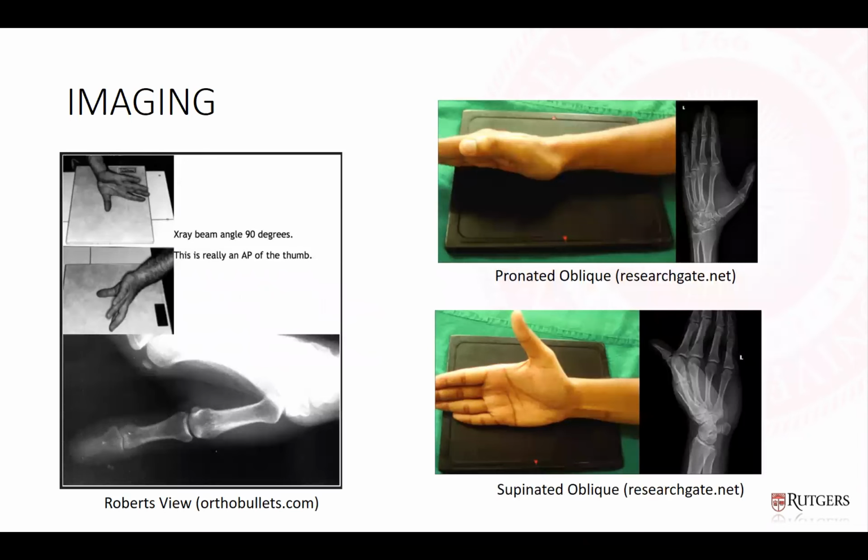These are examples of how to obtain the Roberts view, where you pronate the hand with the dorsum of the thumb lying on the cassette. On the right, you see examples of how to obtain the pronated and supinated oblique views of the hand. These are particularly important for the residents to be aware of when seeing these injuries in the ED. Oftentimes you'll have to go with the patient to the X-ray room and you should know how to get these images to look at those joints.